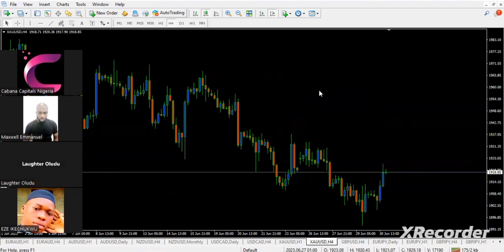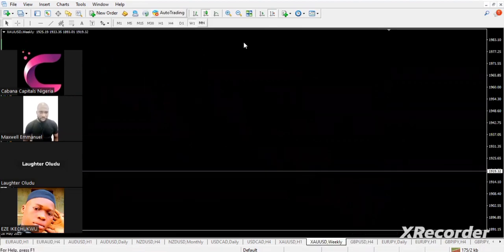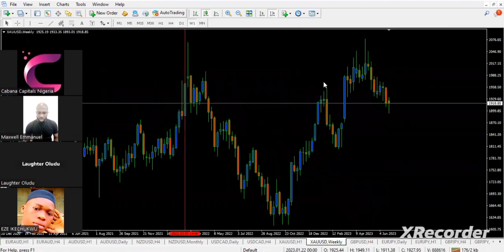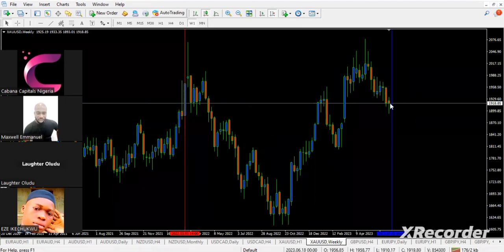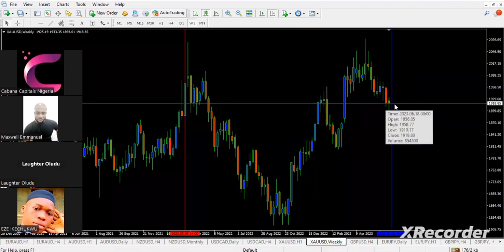Can we say gold is bearish? What do we have? Let's start with the weekly. Wow. Last week's candle closed as, should we call this a hammer or a spinning bottom? This looks like a hammer. Okay, it looks like a hammer, which indicates a change in trend from bearish to bullish.